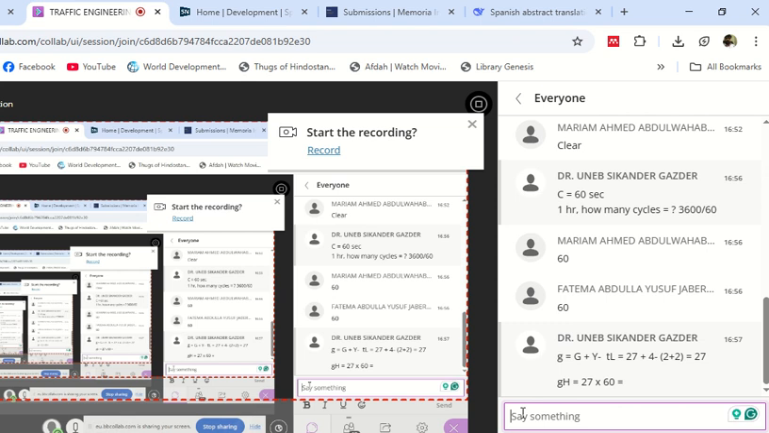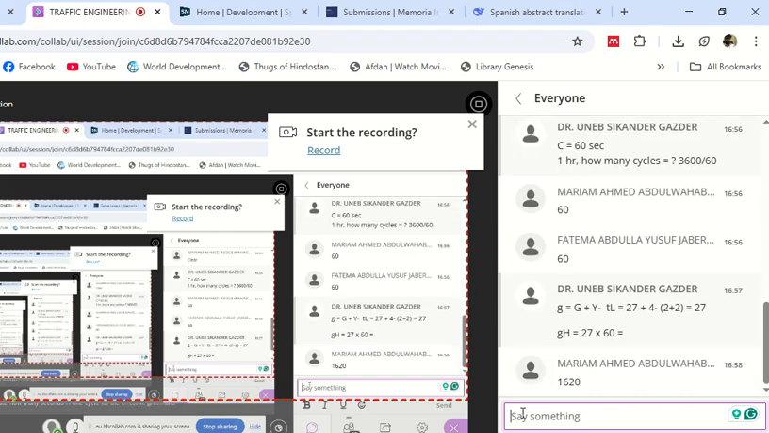Okay, so I calculate how many seconds in one cycle for the effective green, and I calculate how many cycles in 1 hour. I multiply them, I will get how many seconds of effective green in 1 hour. So I got 1620. Now during this time, the vehicles move at saturation headway. So there is 1620 seconds available in 1 hour for this movement, in which cars are moving with a gap of 2.4 seconds per car.